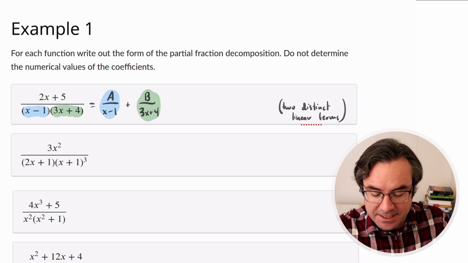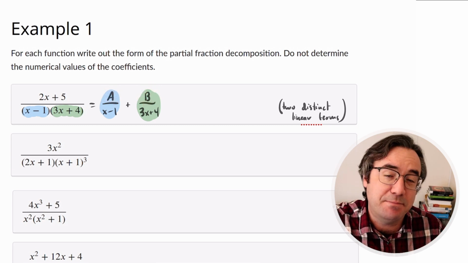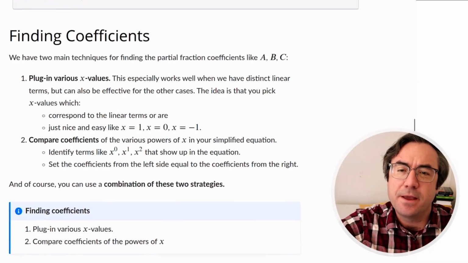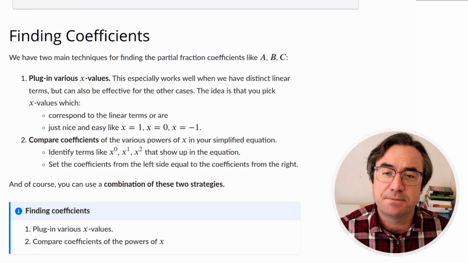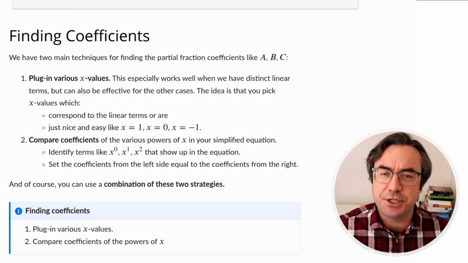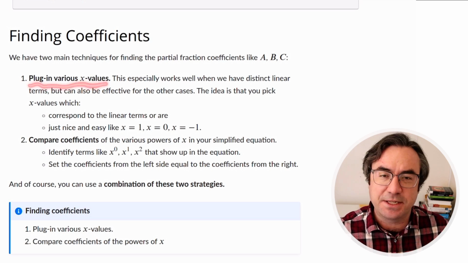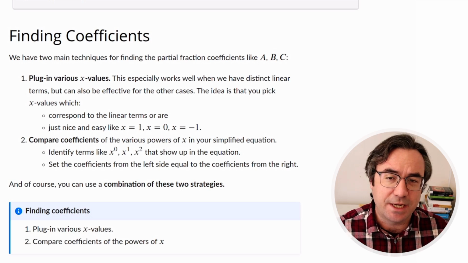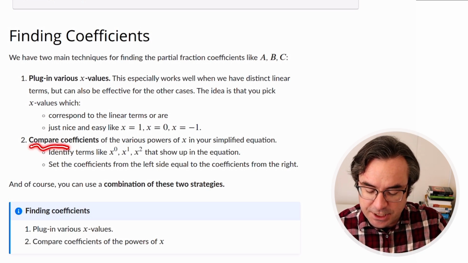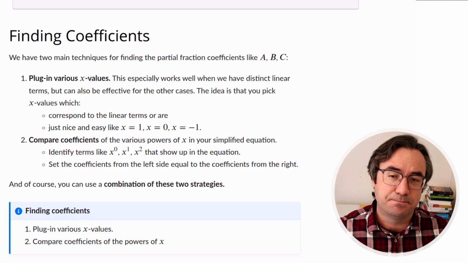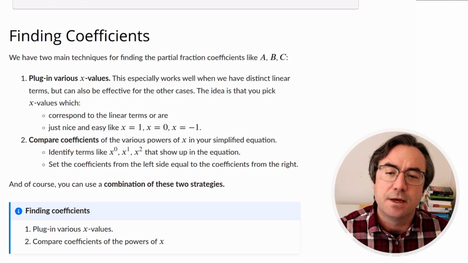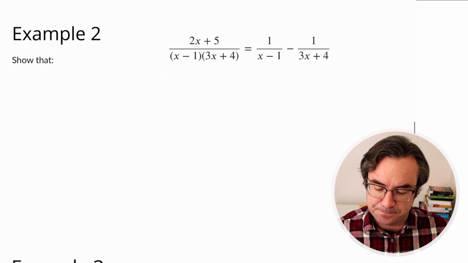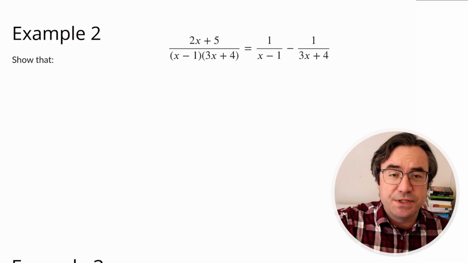All right, so let's actually see now how to figure out A and B. I have a summary here for how to find the coefficients, and there's a few different strategies. One of them, and this works best with our linear terms, is just to plug in different x values and see what you get. Another strategy is to compare coefficients. So we'll be trying these out. Let's start with this example, where we're going to actually prove this decomposition.